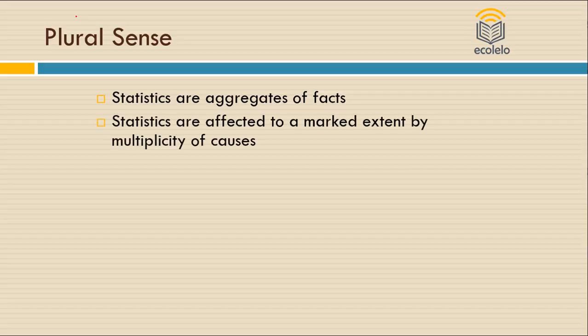Next, statistics are affected to a marked extent by multiplicity of causes. There are various reasons why this data is so. Why there are 15 students who are below 50 kg of weight. So there are reasons behind it. Why a country which was growing at the rate of 7.5 last year is growing at the rate of 6.5 this year. So there are reasons why this is happening.